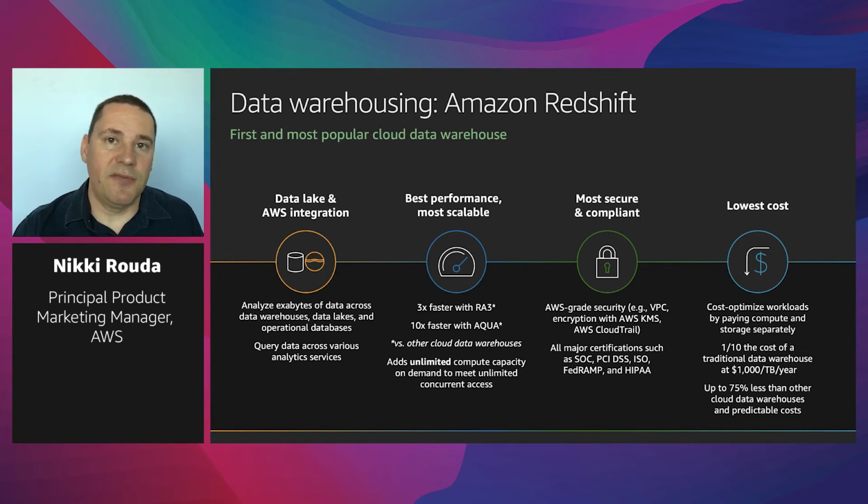Now, Redshift is also the fastest cloud-based data warehouse out there. We see it up to 3 times faster when you run RA3 nodes as your instances for Redshift in your cluster, and up to 10 times faster with a new service feature we call Aqua, which came out. You can read more about that separately.